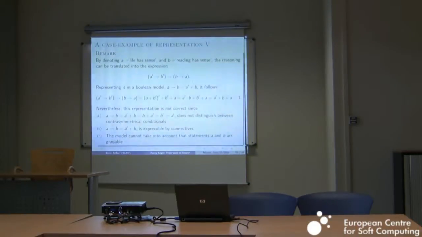You can ask me, why don't you do the representation by algebraic terms, by Boolean terms? Of course we can. This is this and this is true. Then from a Boolean point of view, this is true. Which is the problem? Well, the problem is that this material conditional does not distinguish between countersymmetrical conditions.